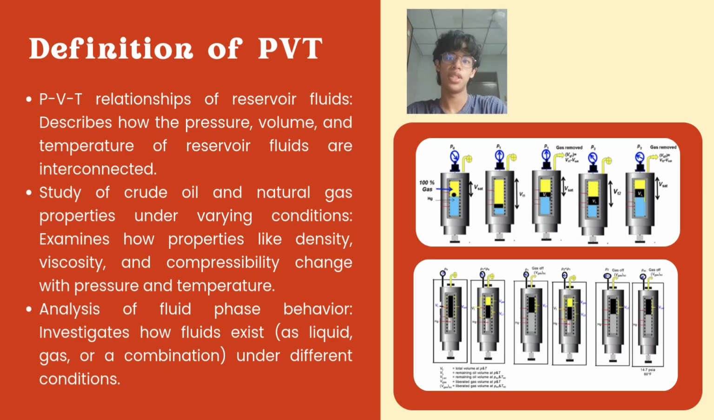The objective of PVT relationships of reservoir fluids is to describe how the pressure, volume, and temperature of reservoir fluids are interconnected. Study of crude oil and natural gas properties under varying conditions is used to examine how properties like density, viscosity, and compressibility change with pressure and temperature. And with analysis of fluid phase behavior, it can be used to investigate how fluids exist, such as liquid, gas, or a combination of both, under different conditions.